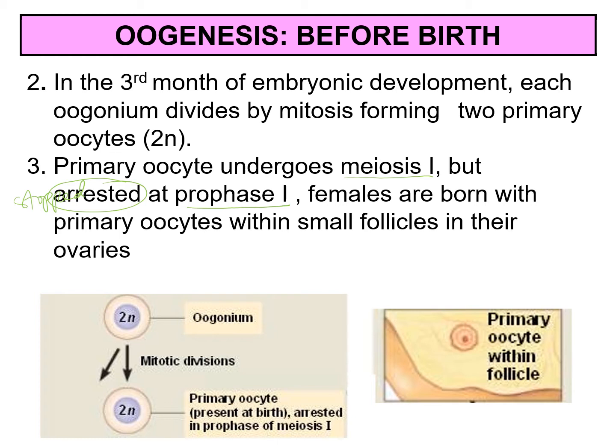I repeat, the primary oocyte undergoes meiosis but stops at prophase 1. So females are born with primary oocytes that are still in prophase 1 stage. In the small follicles of the ovary, you can imagine the chromatin is condensed and forms visible chromosomes, and then the chromosomes start to pair to form bivalents. So they are undergoing synapsis. So it stops at that stage.